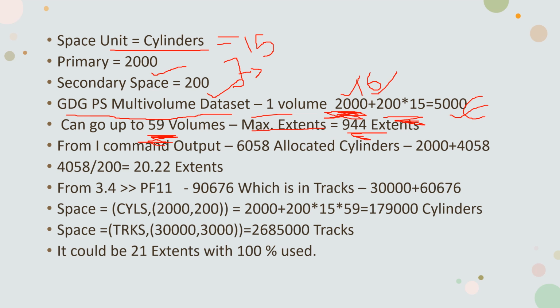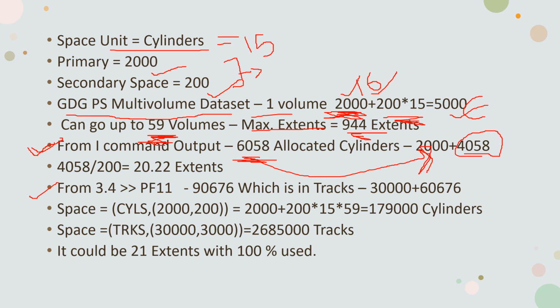Okay, the subscriber told that there are two ways where she saw the allocation. First one, by giving an I command in front of the dataset. When you gave an I command in front of the dataset, it was showing in cylinders, and the allocated cylinders was 6058. Okay, how this is spread is 2000 is the primary allocation, and 4058 is the secondary allocation. This 4058 is from secondary allocation.